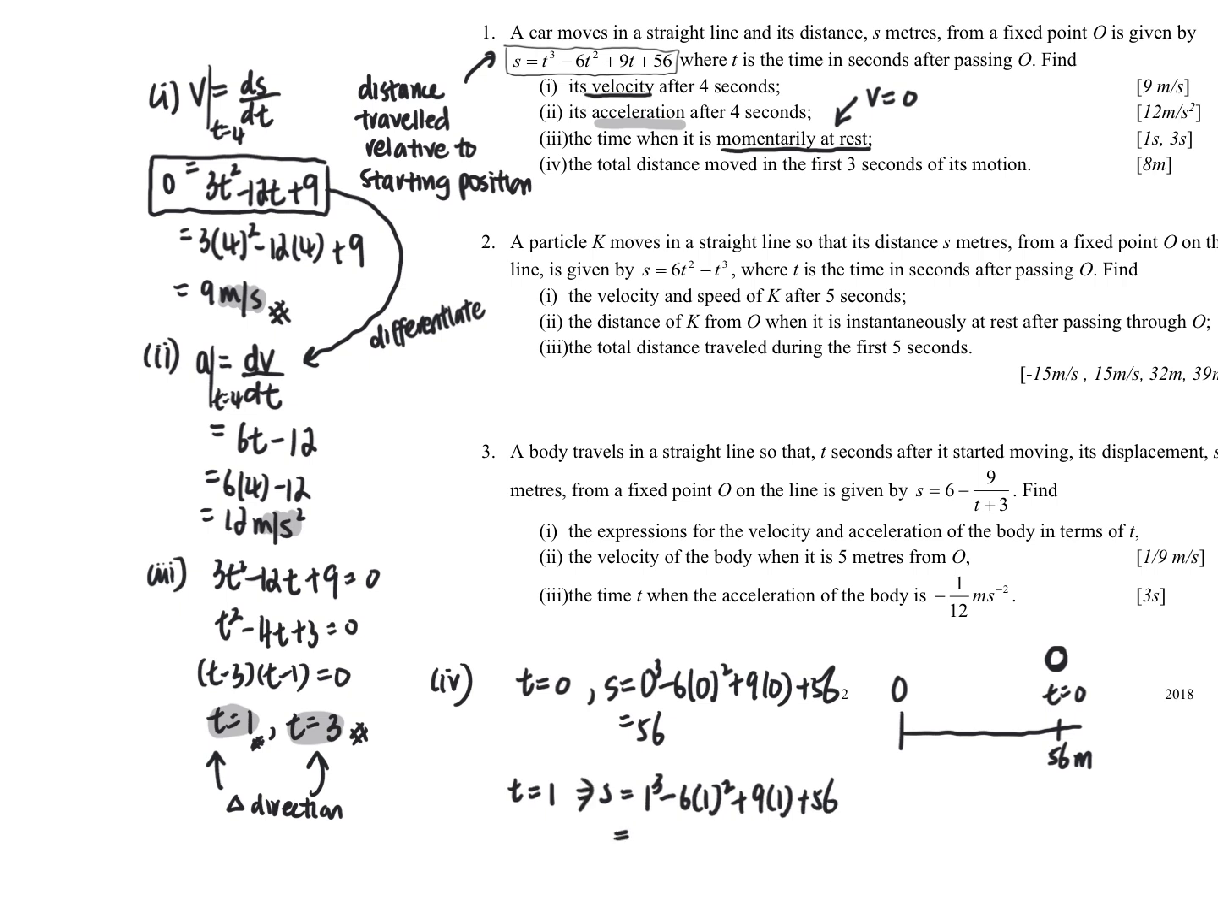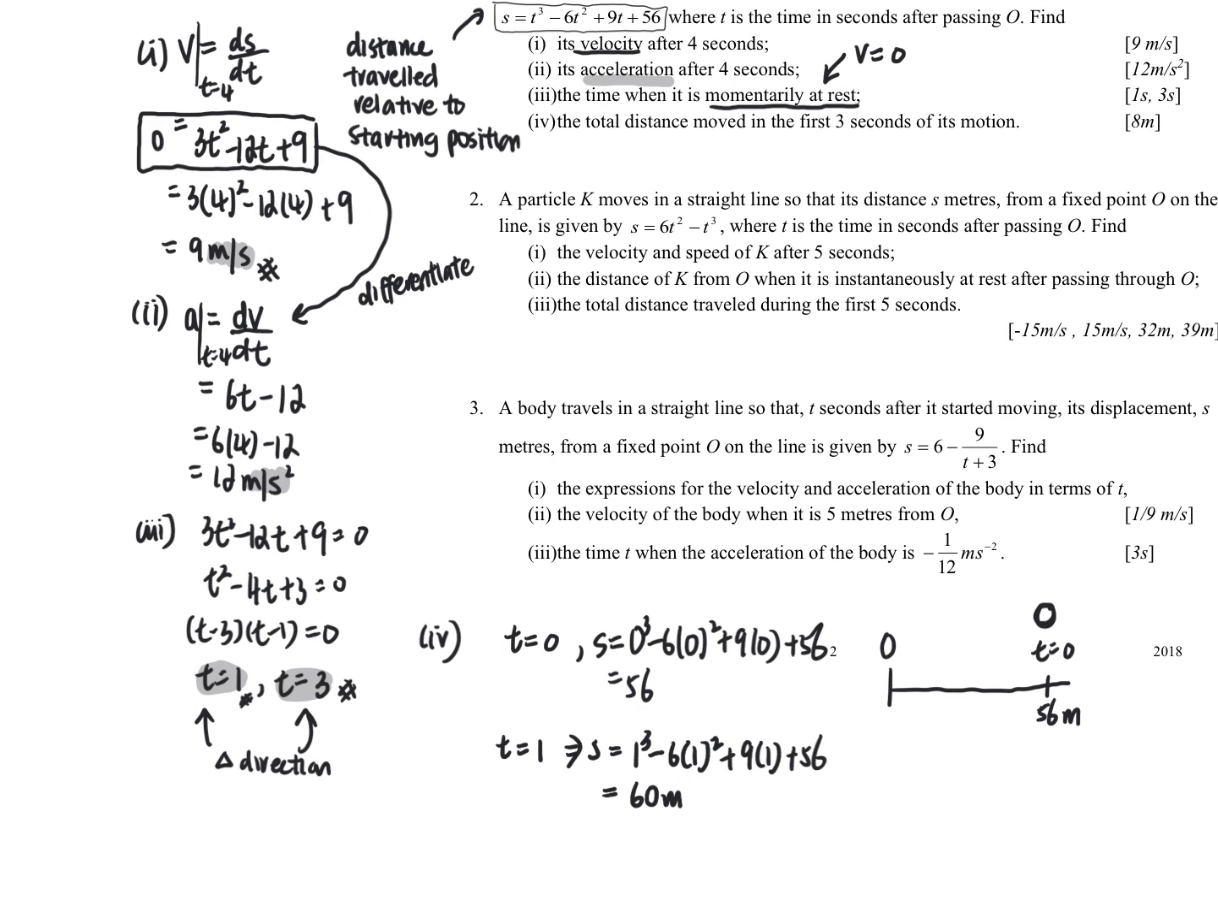Okay, so go and calculate your displacement. You will find out that it's actually 60 meters. So meaning your particle or your car moves until 60 meters. Okay, at this point. And then at this moment, it will change direction.